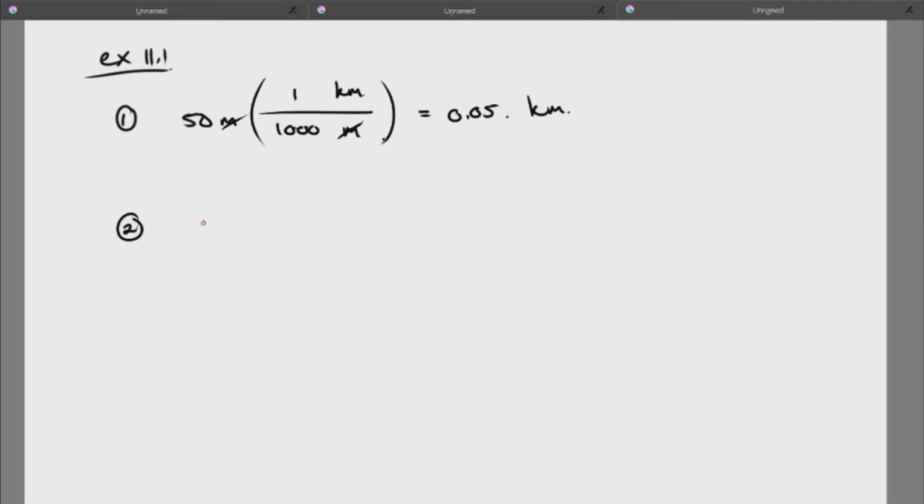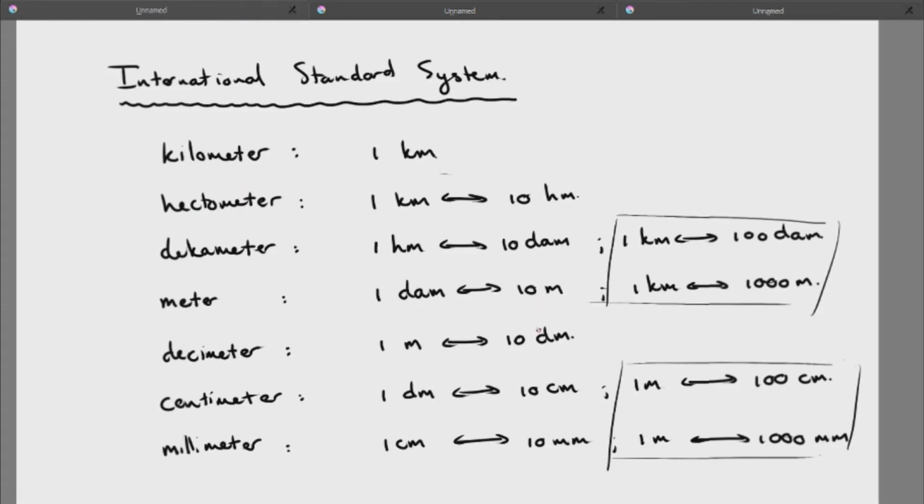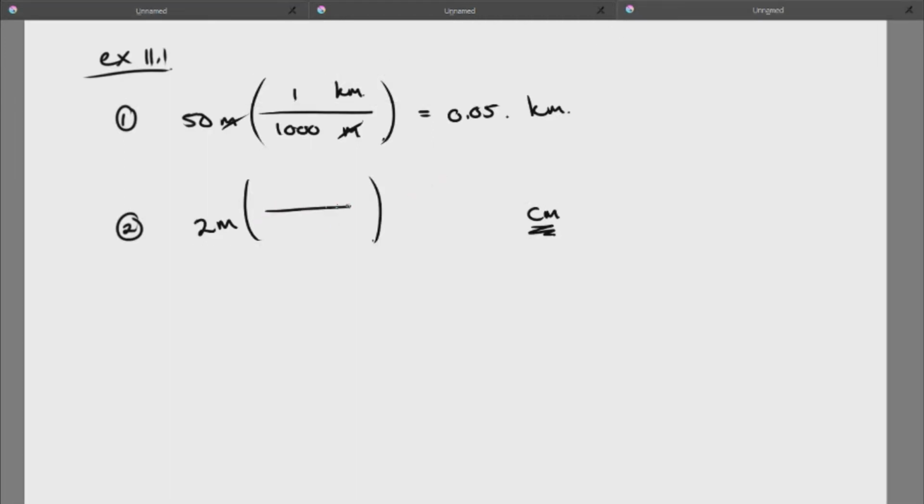The second one, 2 meters into centimeters. So I know I need to be in centimeters eventually. So do I have a conversion directly? Meters to centimeters, yes I do. And these are just much easier to remember. Meters in the bottom, centimeters at the top. 1 meter, 100 centimeters. This then tells me I need to multiply this time. I didn't need to think about it until now. I'm just setting it up.